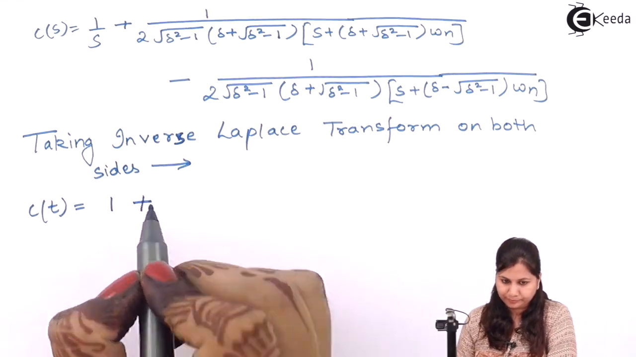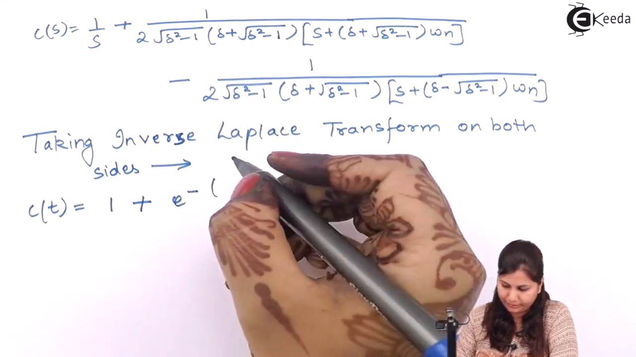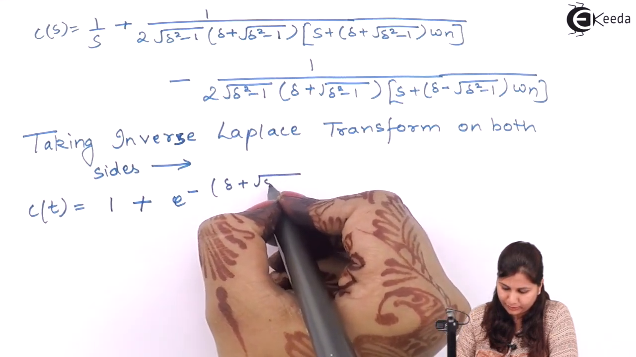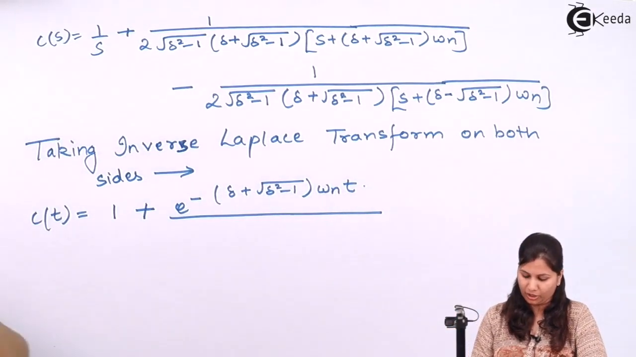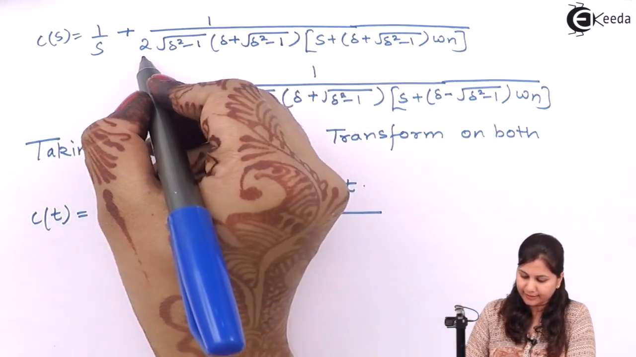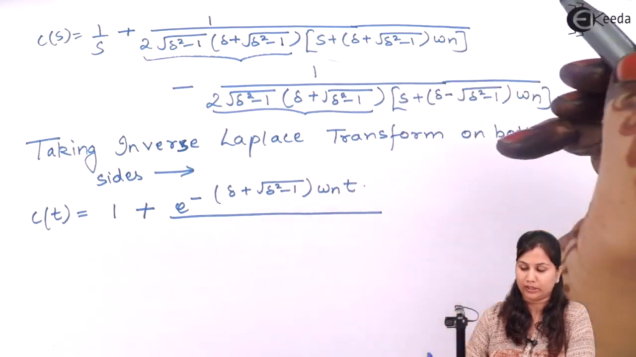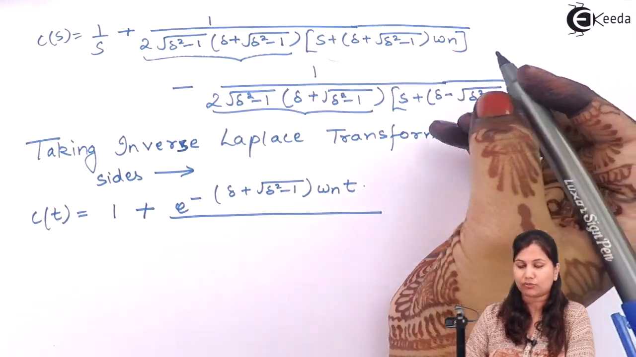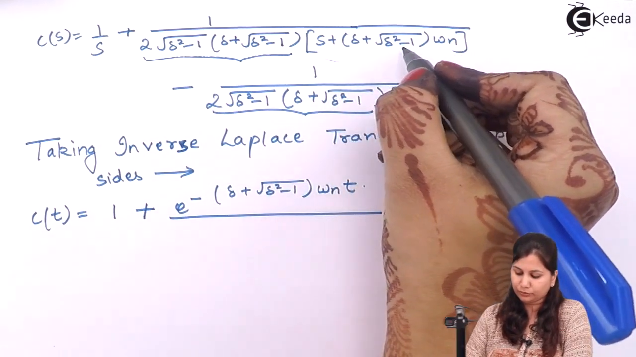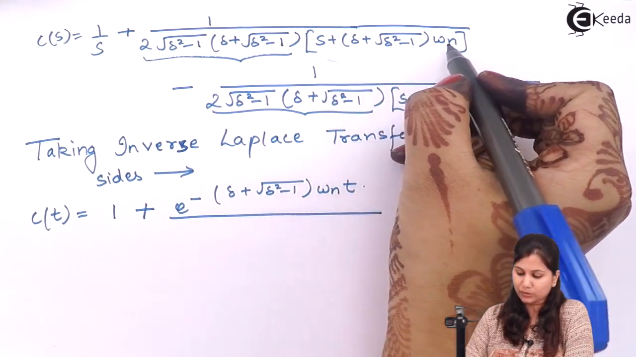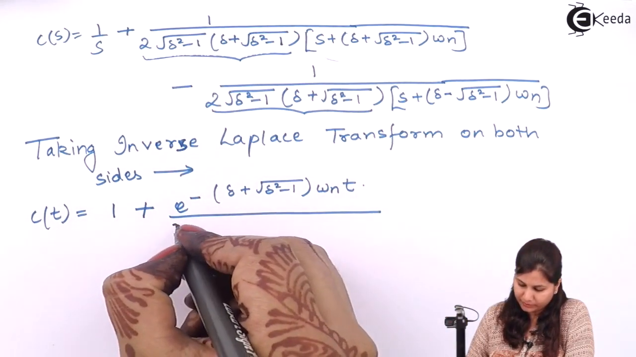minus delta plus under root of delta square minus 1 omega n t. So here this term is constant and this term is also constant, so we will have to take the inverse Laplace transform of this only. So 1 upon s plus a, its inverse Laplace transform is e raised to the power minus at. So here a is this delta plus under root of delta square minus 1 and omega n. So we are putting here e raised to the power minus a t. Okay, and this constant term is written as it is.